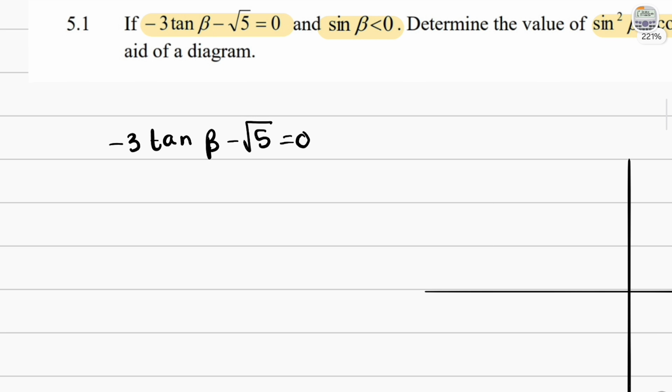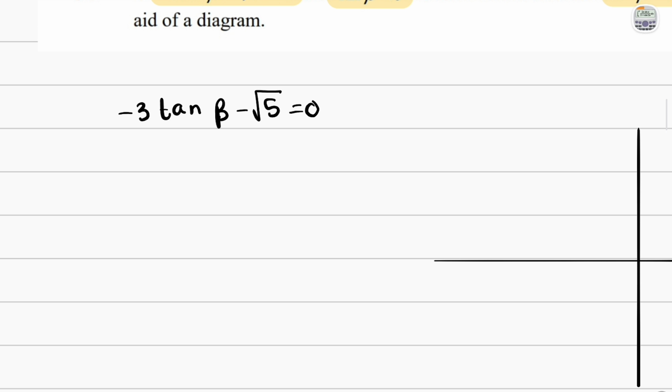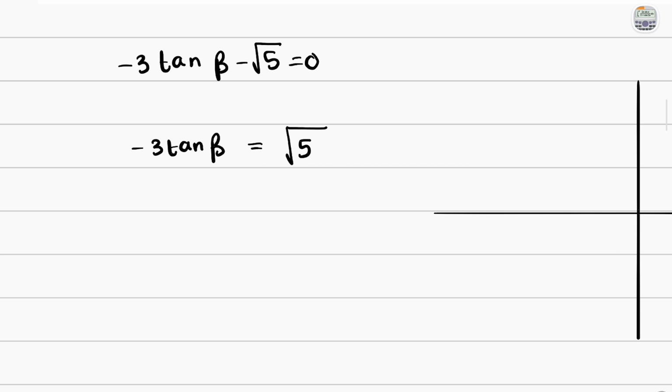Now, to better understand where this terminal arm or where this diagram is going to lie, we need to find out the value of tan beta. Okay, so we're going to leave -3 tan beta on the left, and then let's transpose this -√5. So it's going to be equal to the positive square root of 5, and now we can divide both sides of this equation by -3. So this means that tan beta is equal to negative square root of 5 over 3.